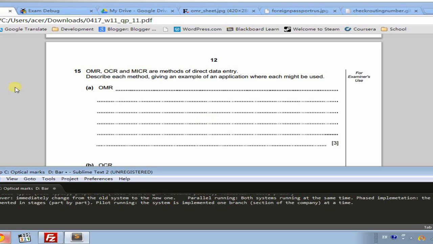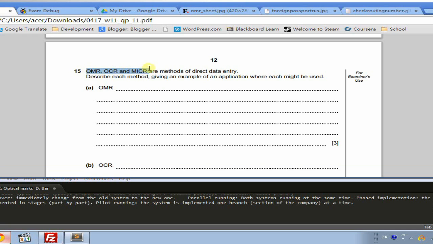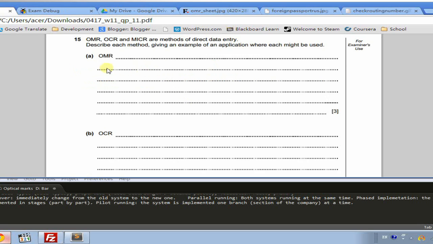Okay, now we're on to question 15. So we're going to be talking about these three things here: OMR, OCR, and MICR. So obviously they're checking here to see how well you know your input devices, and they're just giving you the acronyms so that you have to figure things out from there. So it's a bit of a test of your knowledge and a bit of a test to see if you know how these work, not just that you can name them. So let's start with OMR.